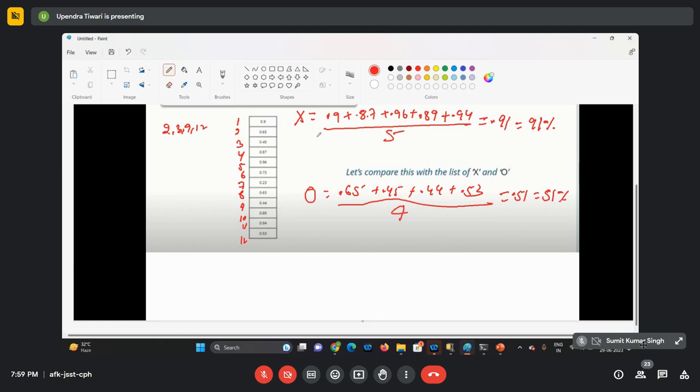So I can say that this input image is matched with X by 91%. With the O, it is only 51%. So obviously, your convolutional neural network model is going to classify this input image as X. I hope you understood now. So in this way, your convolutional neural network classifies your image.